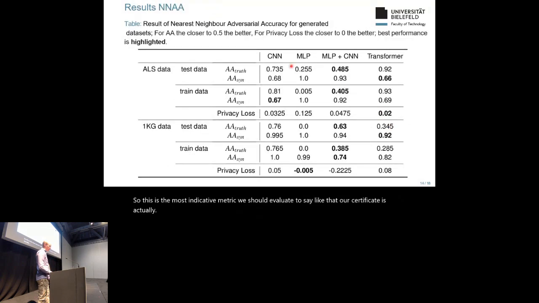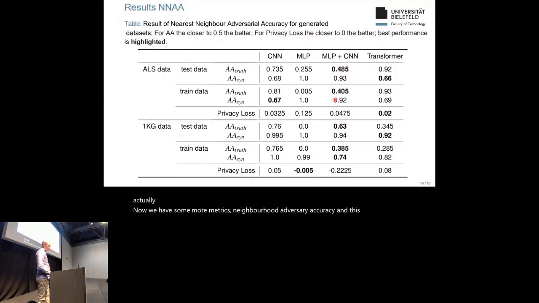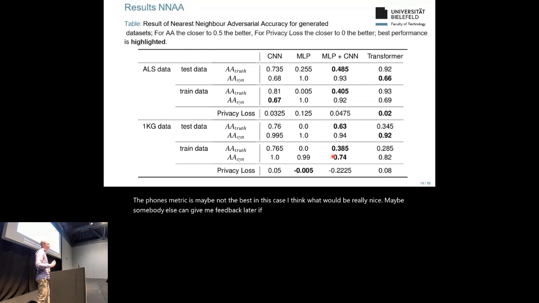Now we have some more metrics. This nearest neighbor adversarial accuracy, these numbers should be close to 0.5. That would be optimal. As you can see, our model here is still more often than the other models close to 0.5, but it's not perfect on this data. But I would also say this performance metric is maybe not the best in this case. I think what would be really nice, and maybe somebody else can give me feedback later, is if people have any ideas on how to have more biologically inspired evaluation metrics for this type of data.